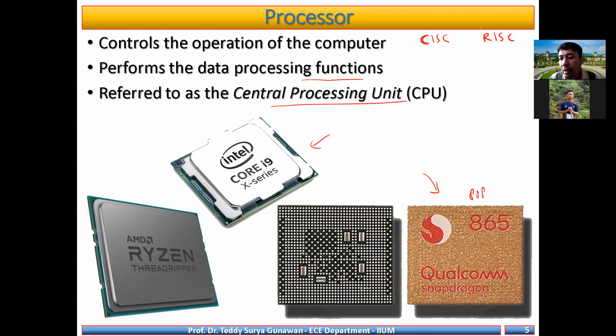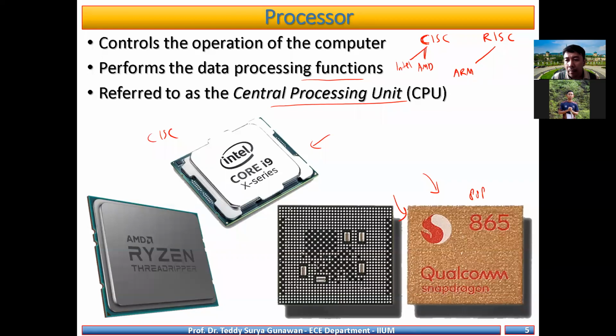Okay, it will be power hungry. Or you can use reduced instruction set. So you have the ARM processor, which is used in Qualcomm. Okay, so this is CISC. Case of CISC, for example, Intel, AMD, and other things.